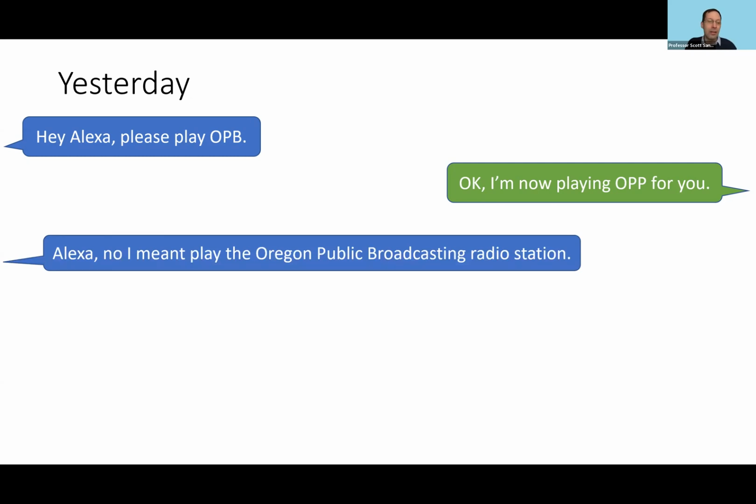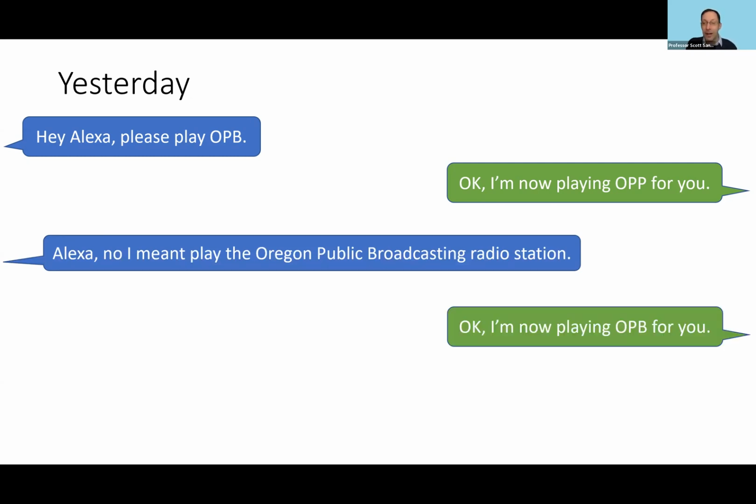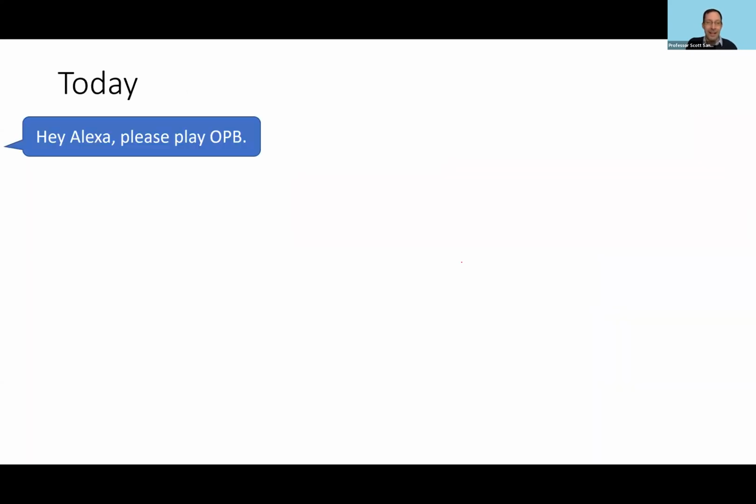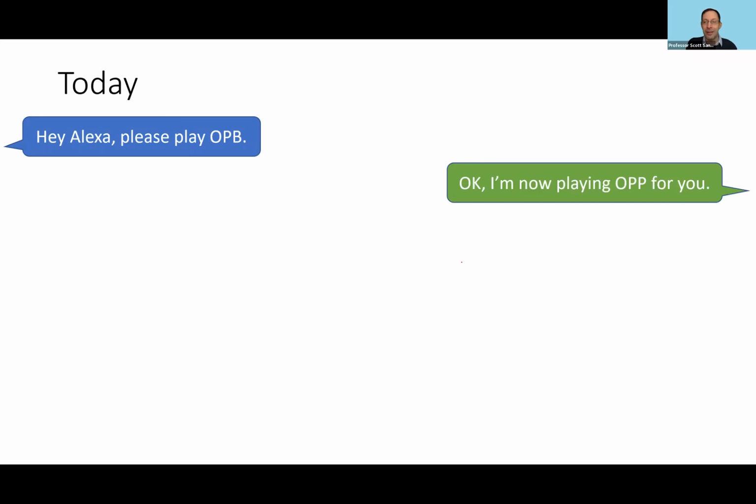And so every day he's like, "No, Alexa, I meant play Oregon Public Broadcasting." And once he corrects it and spells it out, Oregon Public Broadcasting, then Alexa figures it out and plays it. Great. Okay, that's yesterday. Today, "Hey Alexa, please play OPB." It's actually very appropriate. I think today is Groundhog Day.